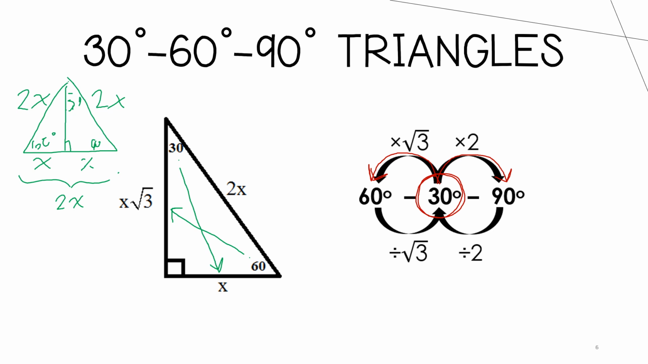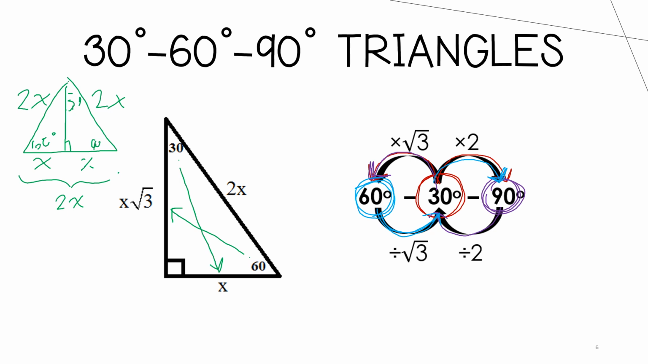Now, if you are given the hypotenuse, which is across from that 90-degree angle, to find the shorter leg, which is across from the 30-degree angle, you divide by 2, and then once you have that, then you multiply by root 3 to find that longer leg. Finally, if I give you the 60-degree angle, you've got to find that shorter leg first. So you're going to divide by root 3, and then once you get that shorter side, to find the hypotenuse, you multiply by 2.